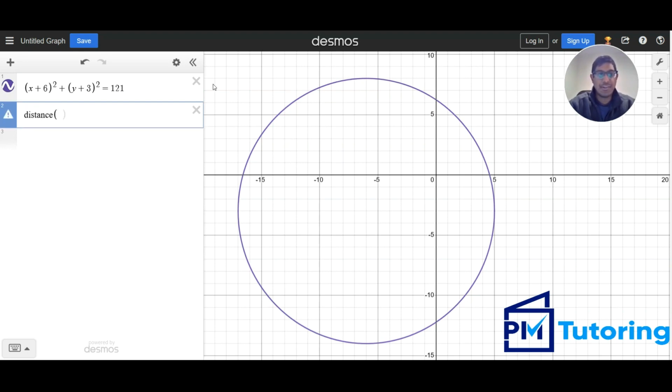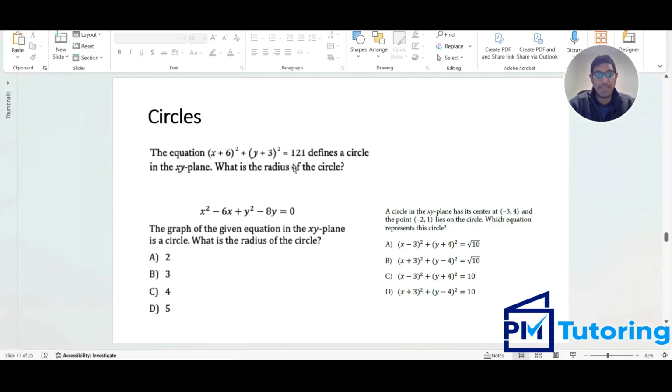So we could just type in our two points. So again, that was (-6, 8), and then the bottom had us at (-6, -14). So the distance is 22, and that would be across top to bottom. That's our diameter. So we cut that in half to find our radius, which is 11.